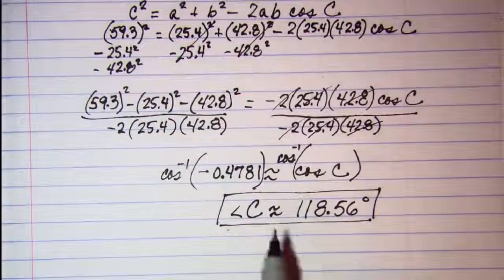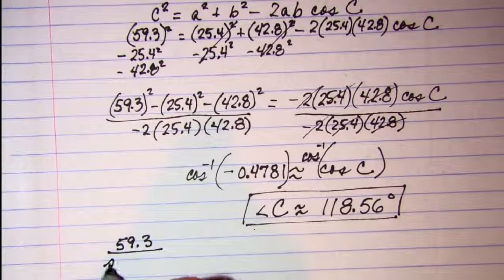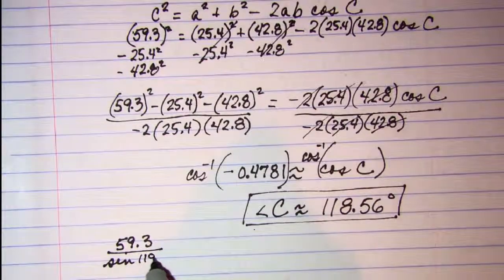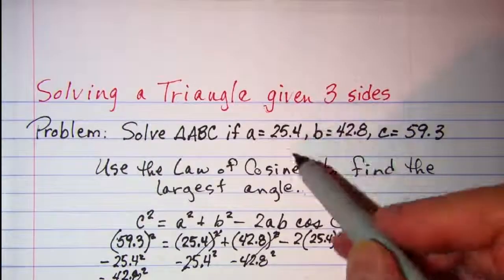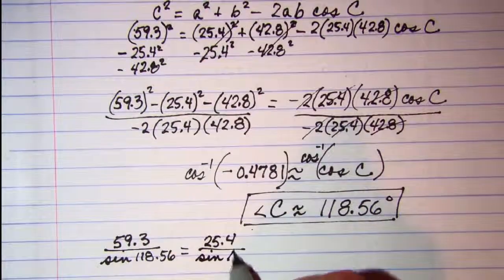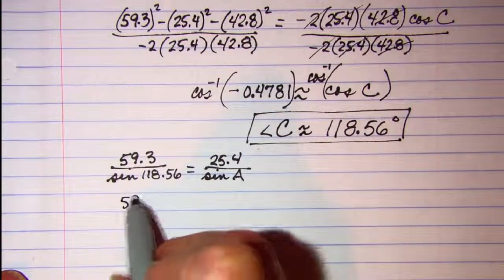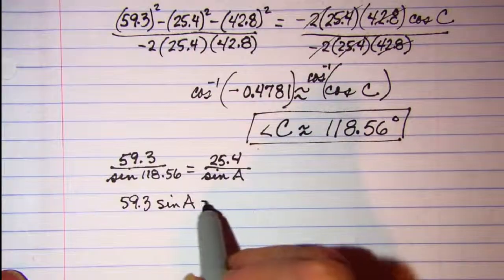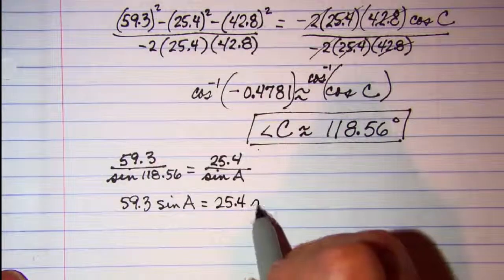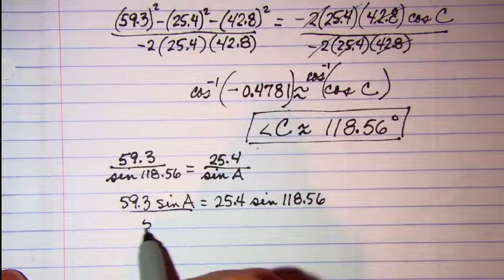Now I can use my law of sines to go from here. Side C was 59.3. So I have side C is to the sine of 118.56 as side A, which was 25.4, is to the sine of angle A. Can do our cross products here. We have 59.3 times the sine of angle A equals 25.4 times the sine of 118.56. Divide both sides by 59.3.